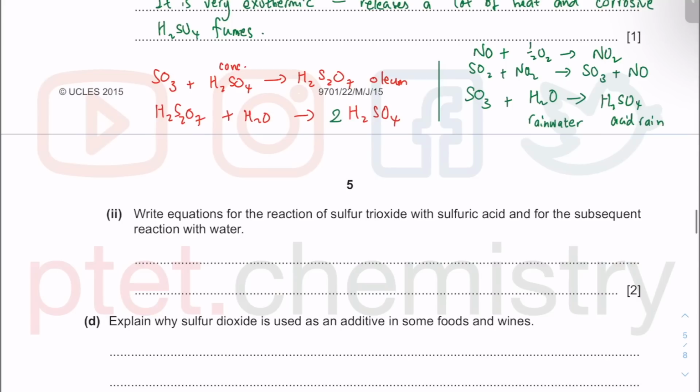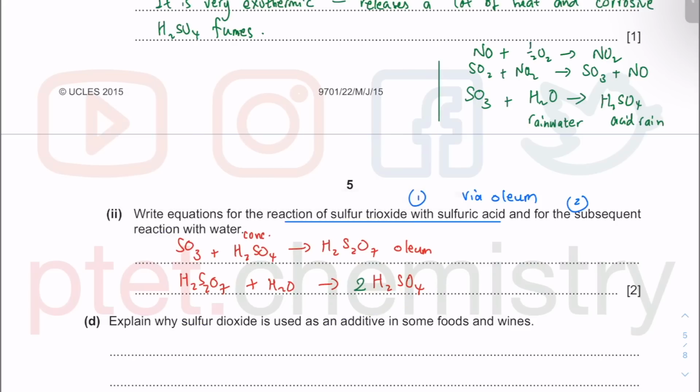So write equations for the reaction of sulfur trioxide with sulfuric acid and for the subsequent reaction. So basically this is via the oleum. You don't really need to know the formula of oleum because you know that based on what I've done earlier. Oleum is basically you just sum up the whole thing, 2 hydrogen, 2 sulfur and 7 oxygen, and from there you can just add water to give you your sulfuric acid. I've just added in the name oleum so that it sounds fancy, but it's actually part of your syllabus content even when you are doing the GCSE, IGCSE and O-level chemistry.